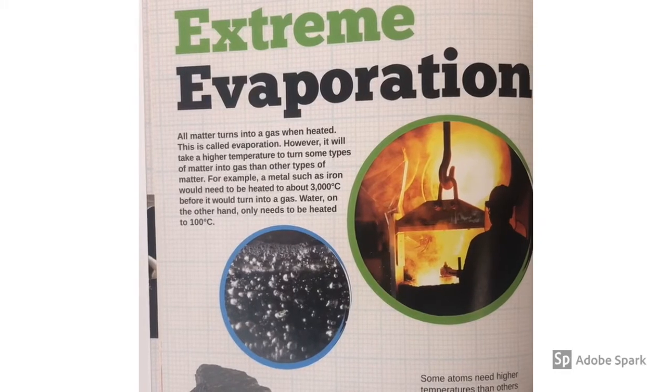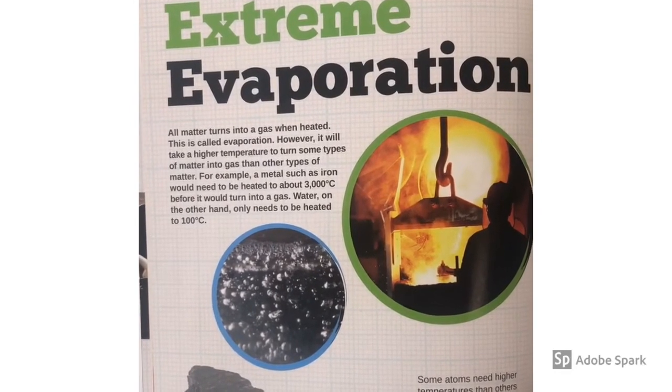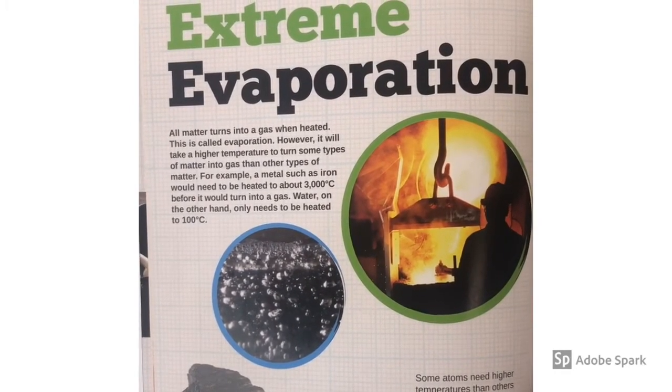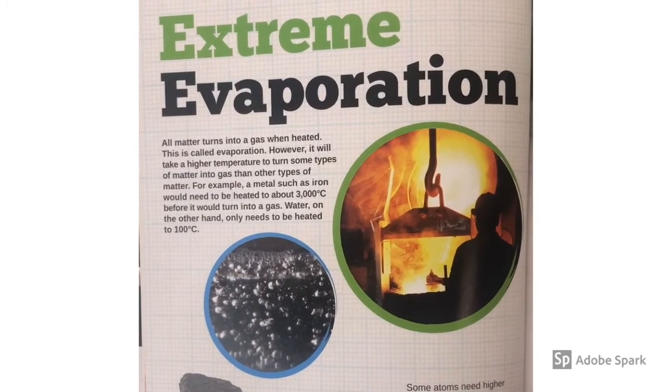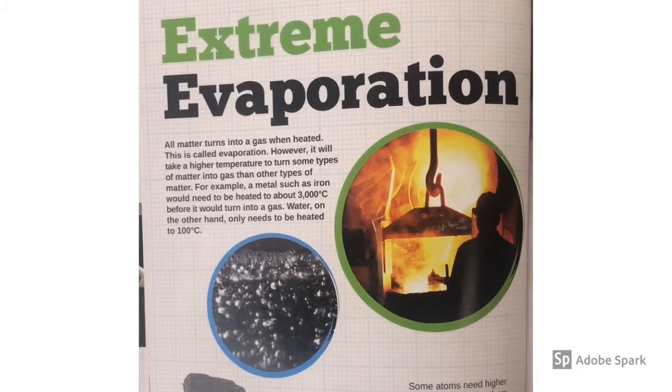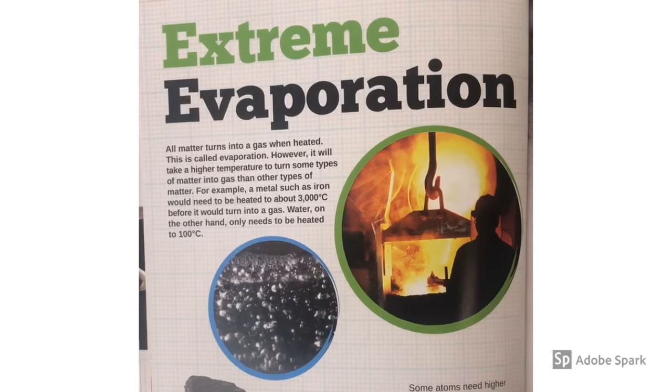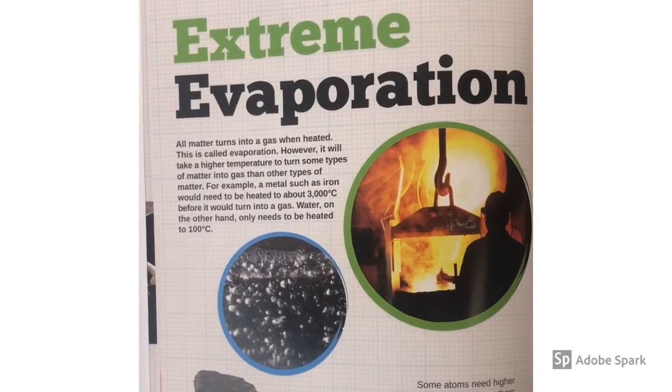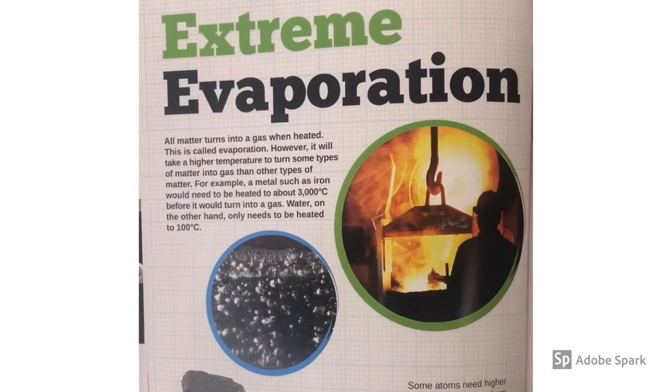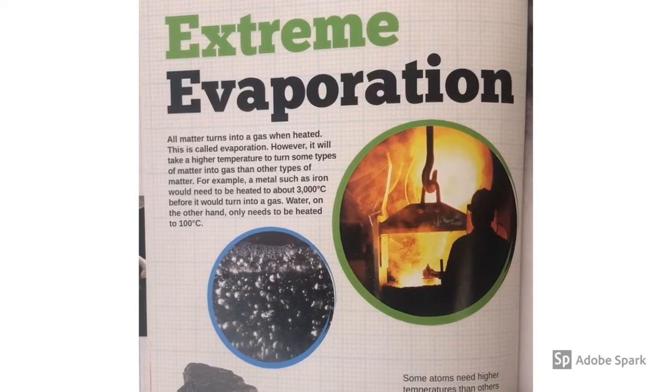This is called evaporation. However, it will take a higher temperature to turn some types of matter into gas than other types of matter. For example, a metal such as iron would need to be heated about 3,000 degrees Celsius before it would turn into a gas. Water, on the other hand, only needs to be heated to 100 degrees Celsius.